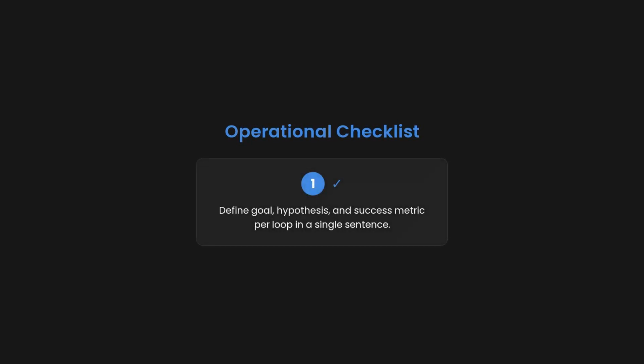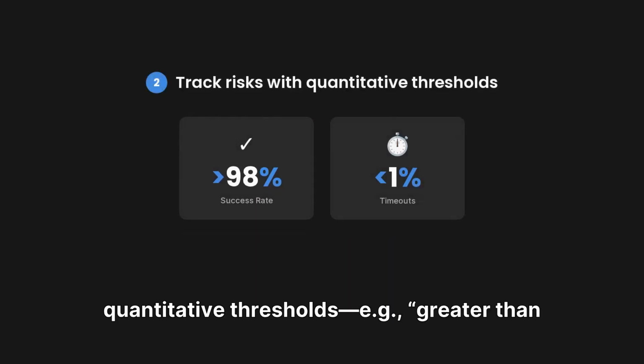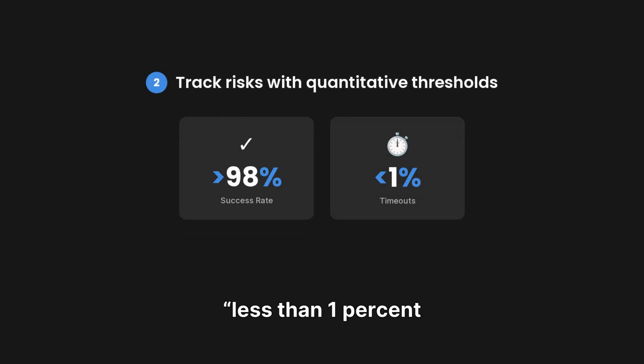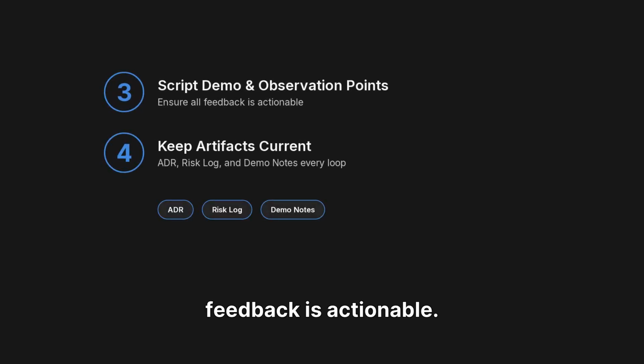Operational checklist. 1. Define goal, hypothesis, and success metric per loop in a single sentence. 2. Track risks with quantitative thresholds, e.g., greater than 98% success rate, less than 1% timeouts. 3. Script the demo and observation points so feedback is actionable. 4. Keep artifacts current, ADR, risk log, and demo notes every loop.